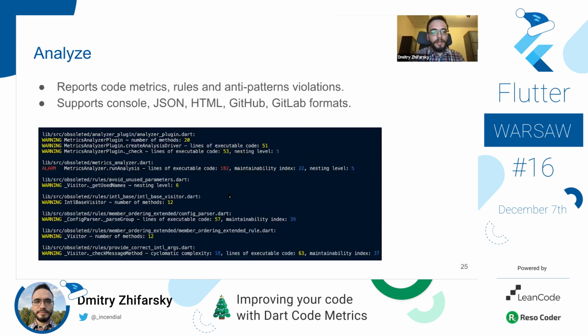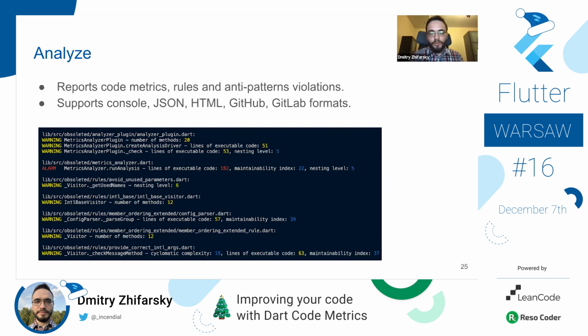Let's take a look at the analyze command. So again, the idea is to highlight and display in different formats all metrics, violations, rules, and anti-patterns. And that's an example of running this command on the Dart Code Metrics repo, and you see that there are some highlights of metrics, with different colors, meaning that some of the found issues are critical, and some of them are just slightly below or slightly above the threshold that we set.